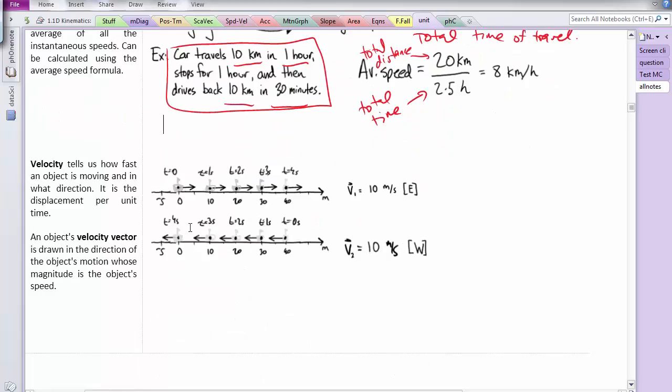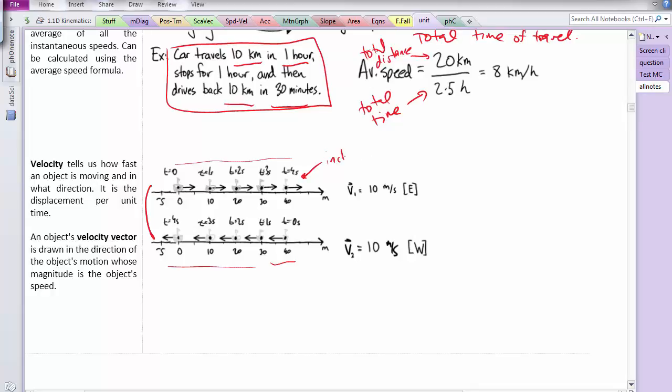Now, what we need to consider again is the difference between speed and velocity. This boat is traveling at 10 meters per second here, and it's traveling 10 meters per second here. The thing is, these are two different motions. So we need to talk about not only the speed but also the direction, because we need to distinguish between these two scenarios. In order to do that, we need velocity vectors. All our motion diagrams will now include velocity vectors.